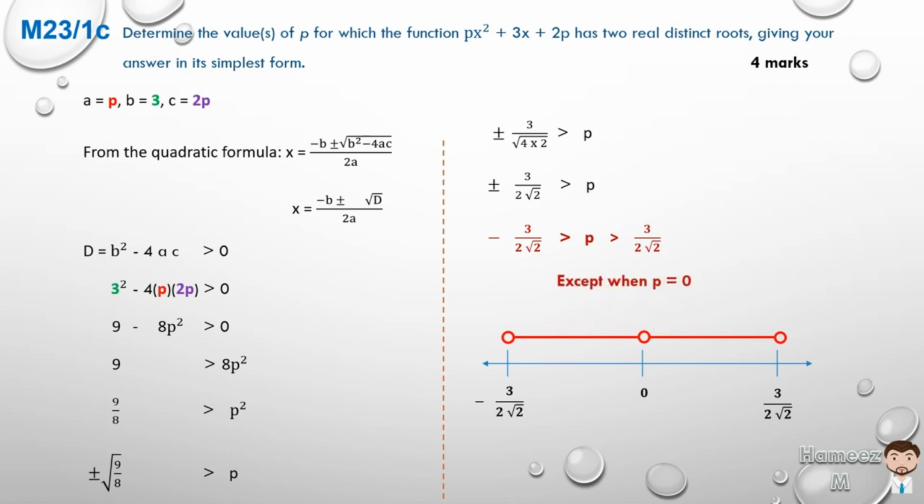except when p is equal to 0. When p is equal to 0, that function works out to be 3x alone, which is a straight line. So it will only have one root. And we can indicate it by the following number line as well.